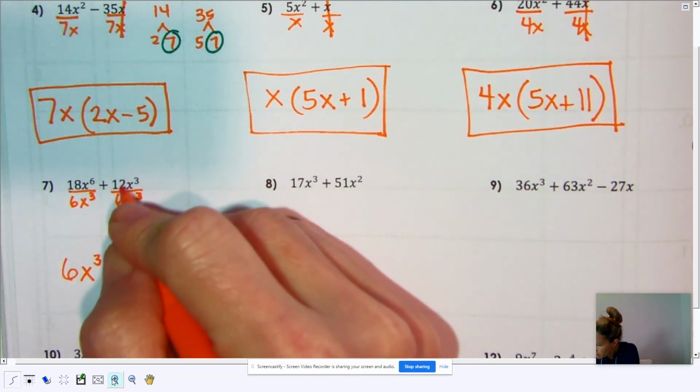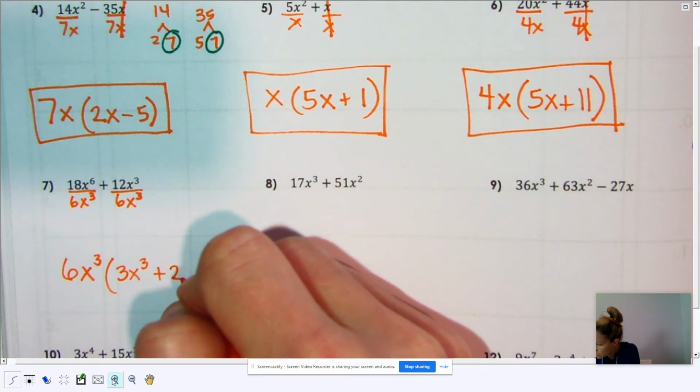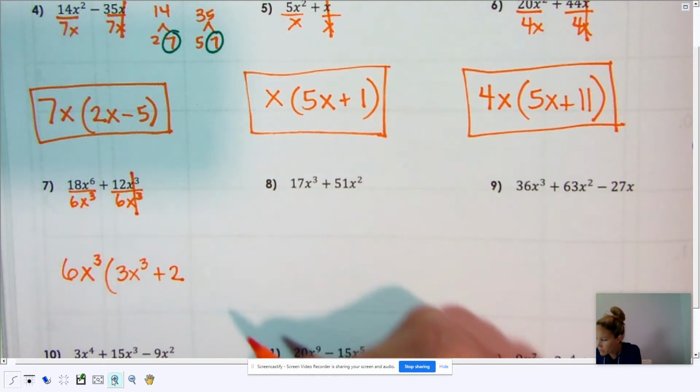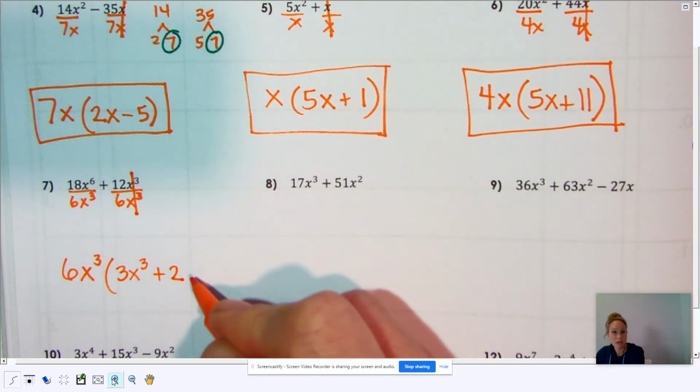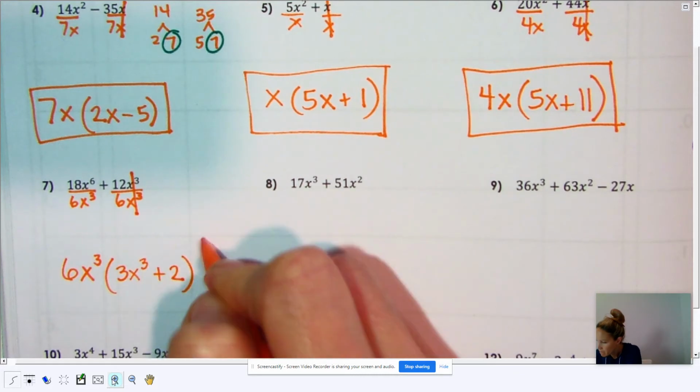And then 12 divided by 6 is 2. I have 3 x's. I'm dividing by 3 x's. Those cancel. I don't have to put a 1 because I already have a 2 there saving the spot.